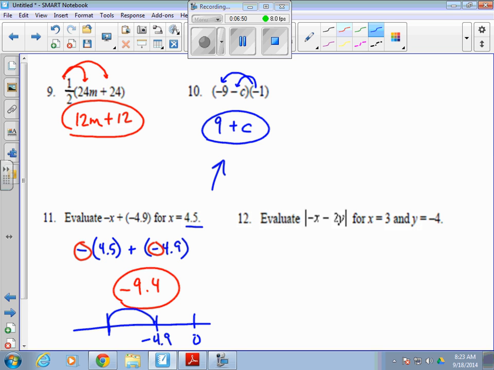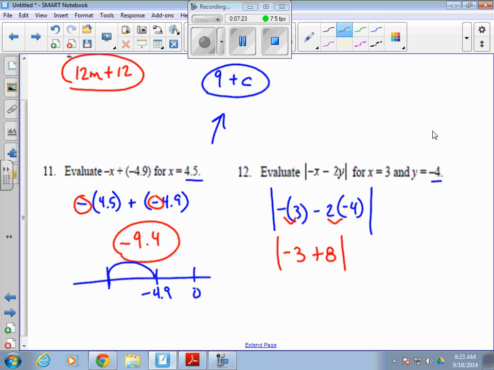Number 12 says evaluate the absolute value of -x minus 2 times y for x's value is 3 and y's value is -4. So the absolute value of negative, and then you plug in x's value 3, minus 2 times y's value you plug in as -4. So do what's inside parentheses. This is -3. -2 times -4. Again, a negative times a negative equals a positive 8. And it's still in the absolute value symbol that acts like a grouping symbol.